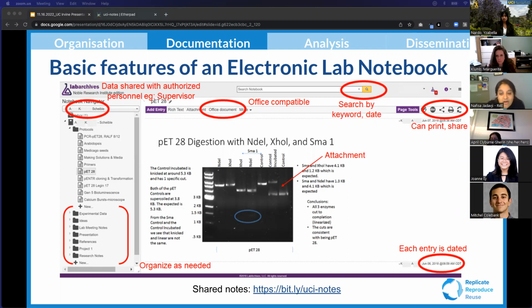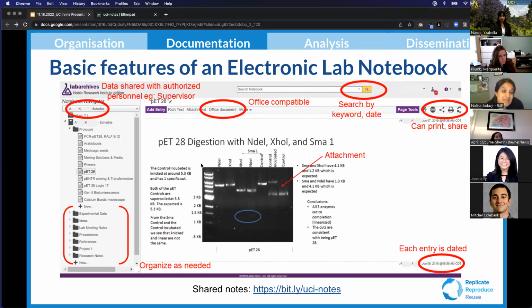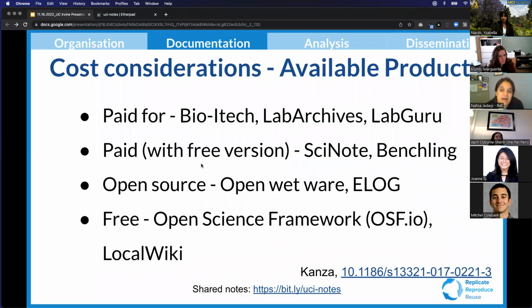And so there are a lot of electronic lab notebooks that have emerged in the past few years. There are some things to keep in mind in terms of consideration for the different products. So there are options where you pay for the lab notebook.